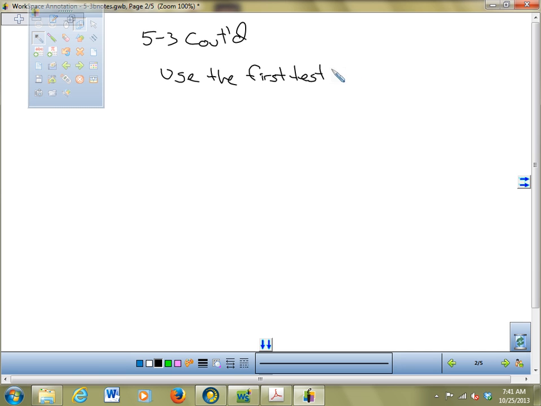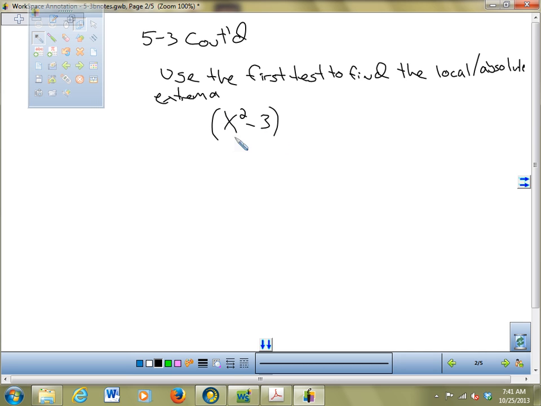Use the first derivative test to find the local, in this example I think is in your book, local and absolute extrema. That means that defines absolute without endpoints. If it doesn't have any endpoints, then you can't find them. Oh yeah, you can, because if you know it's decreasing on a certain interval forever, then you could figure it out.